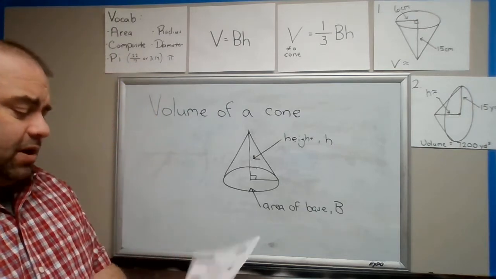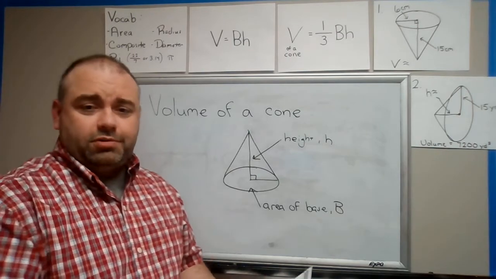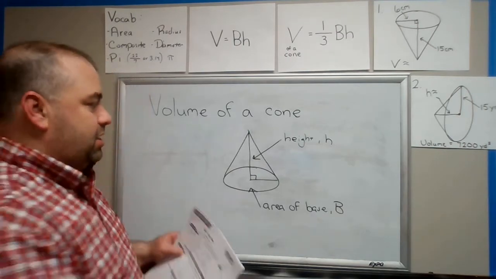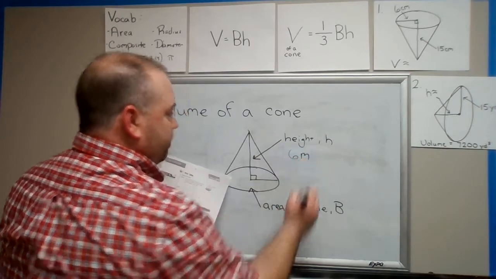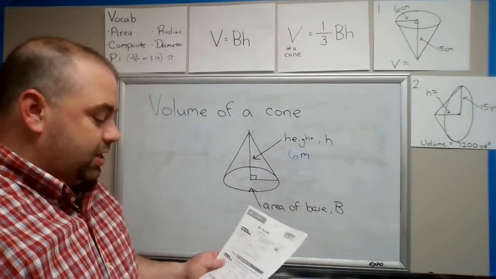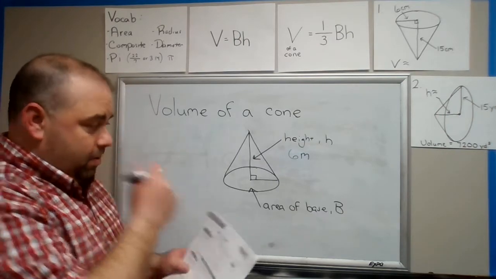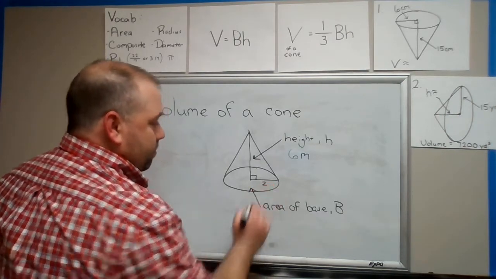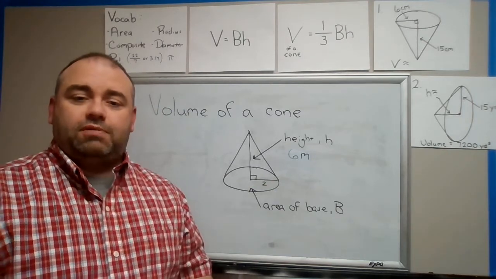I want to give these some numbers here so we can try them out. So instead of just having this cone here where there are no numbers, we can't figure anything out, let's say that this height is going to be 6 meters. That'd be a pretty big cone. And let's say that we have the radius down here, or the bottom part of the base, is going to be 2. So how can we use our formula to figure this out?